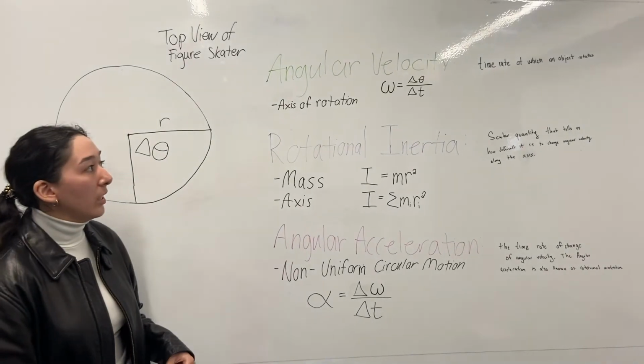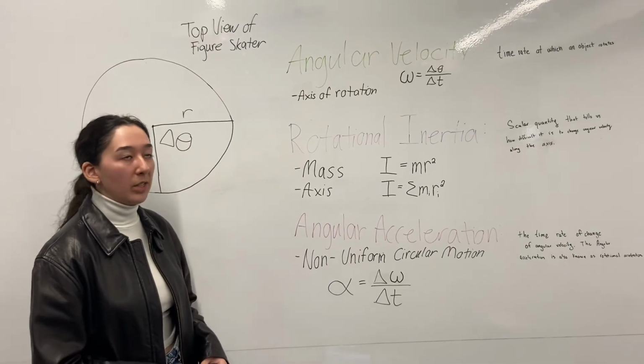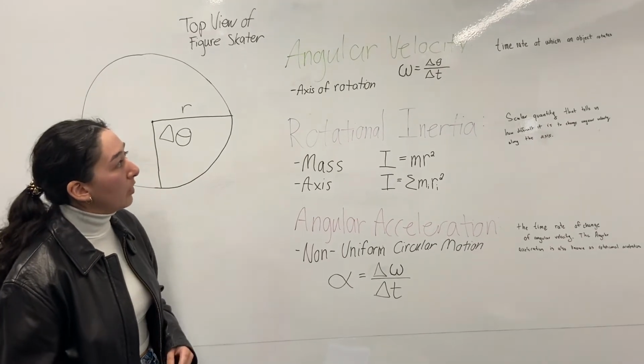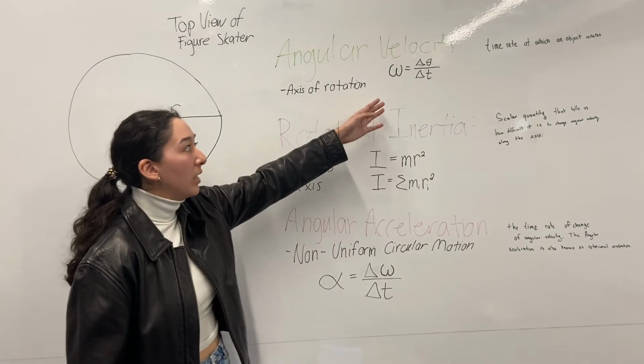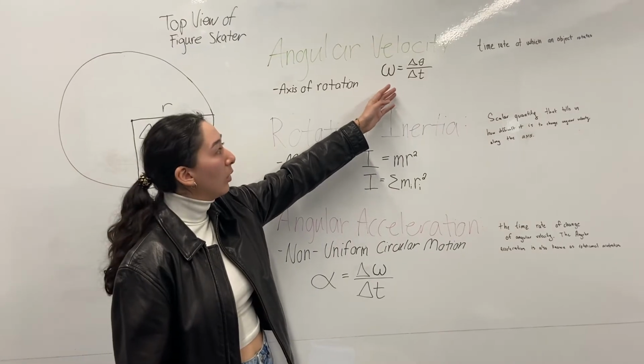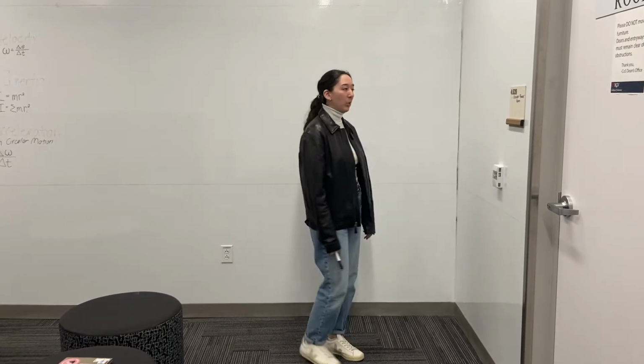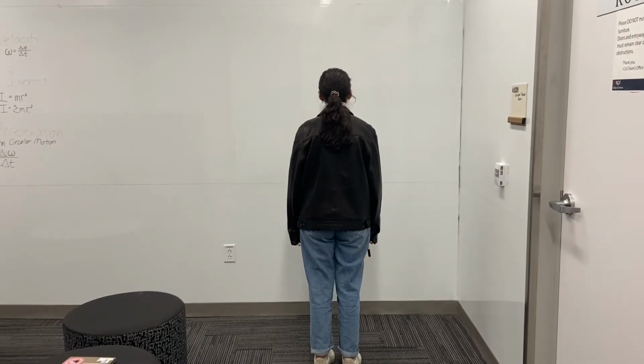Angular velocity is the rate at which an object is rotating about its axis of rotation. It's represented by the Greek letter omega and is equal to the change in angle over the change in time. To give a more visual example of what angular velocity would look like in motion, I'm going to show a change in angle over a change in time. So I'll be turning 180 degrees in about 1 second.